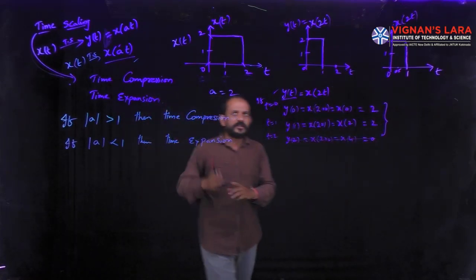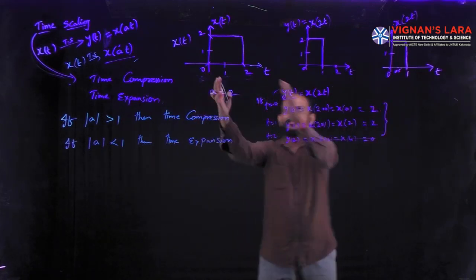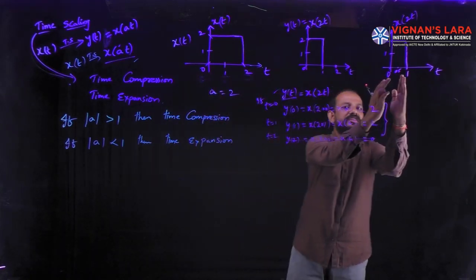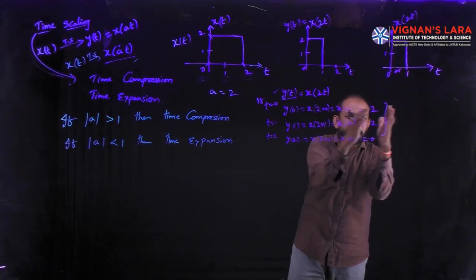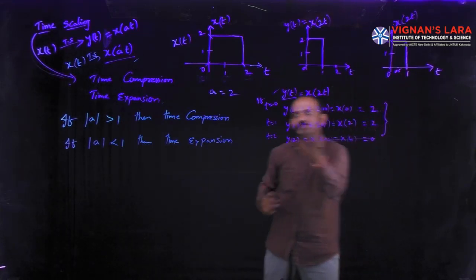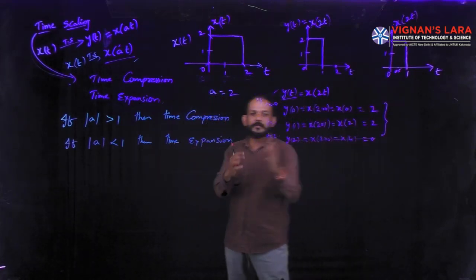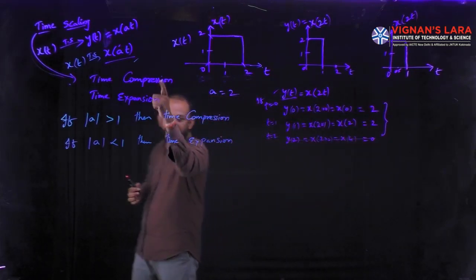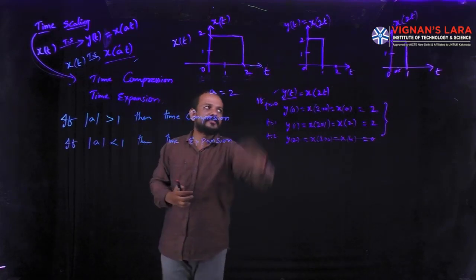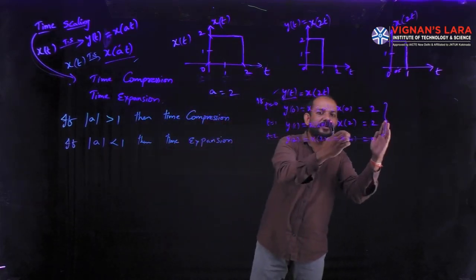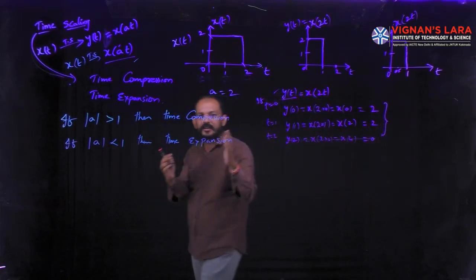So see, this is the signal, the active signal. This is the time scaled signal. That is, the signal is compressed with respect to time. So the time compression occurs here. How is it compressed? It is compressed by the scaling factor. Here the scaling factor is 2, so it is compressed, or reduced, by a factor of 2.